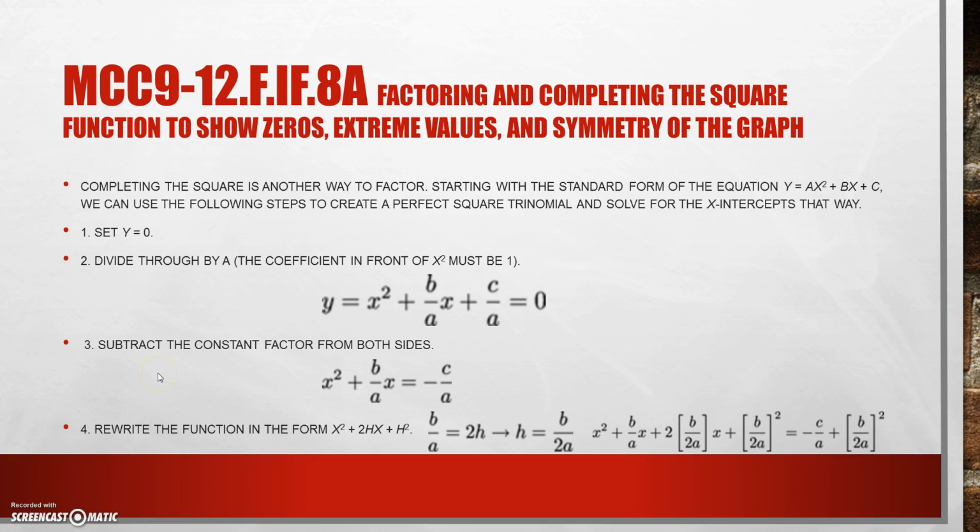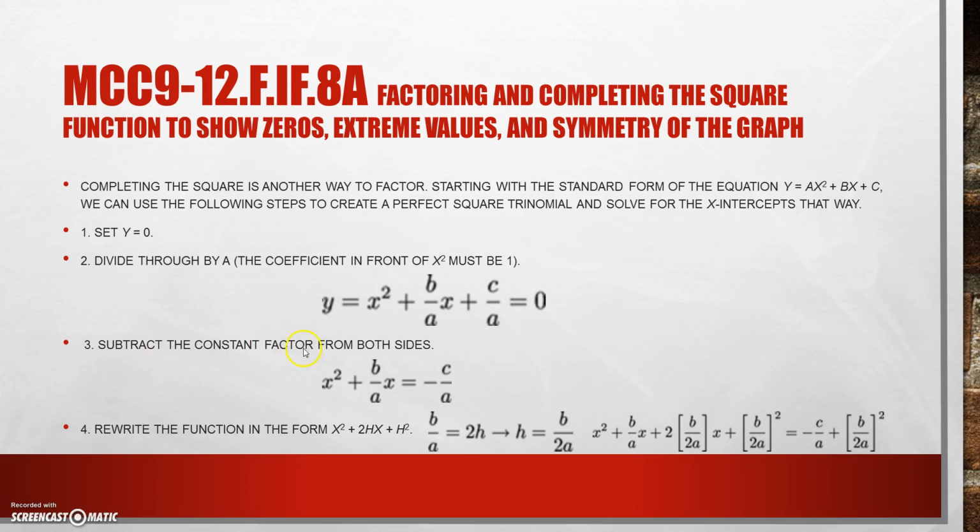So, completing the square is another way to factor, starting with the standard form of the equation y equals ax squared plus bx plus c. We can use the following steps to create a perfect square trinomial and solve for the x-intercepts that way. So step 1, set y equal to 0. Number 2, divide through by a. The coefficient in front of x squared must be 1. So y equals x squared plus b/a x plus c/a equals 0.